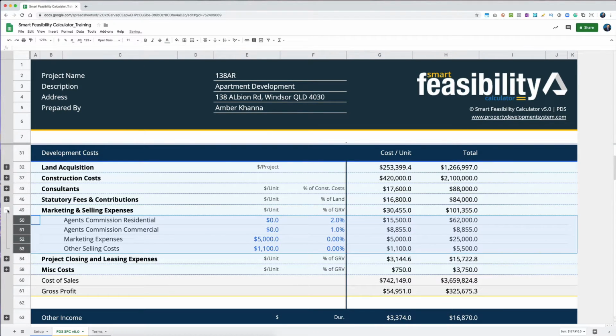Next one is your marketing and selling costs and so on. So you've got agents commission on residential, and then you've got agents commission on commercial, because they might have two different rates. So if you put in a value here as 1% and 2%, or if you know the per unit value as an average for your agent's commission for residential and commercial, you can use that over here. These are marketing expenses, apart from what will be paid to the agent. There could be listing costs, there could be brochures, and you might want to put together a website to market your project. So these are the other selling costs and the marketing expenses.